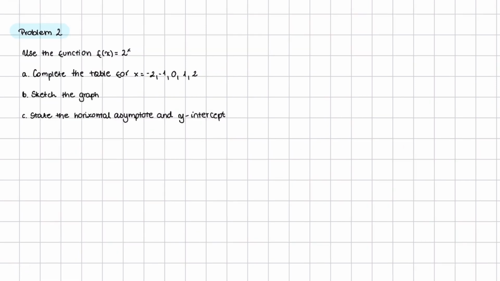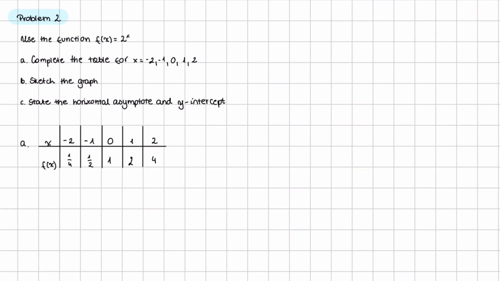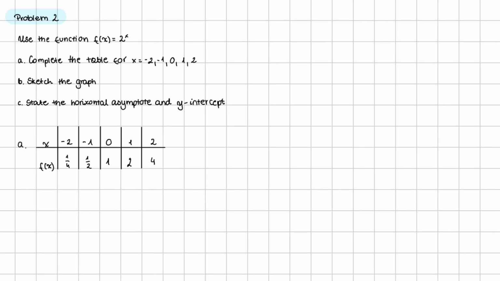In problem number 2, we have to use the function that is given, firstly to complete the table for x's. So we can write our table and then write corresponding y's to our x's. It looks like this, and you can simply calculate it by typing it into your GDC or simple calculator and complete the table. In point B, we have to sketch the graph.